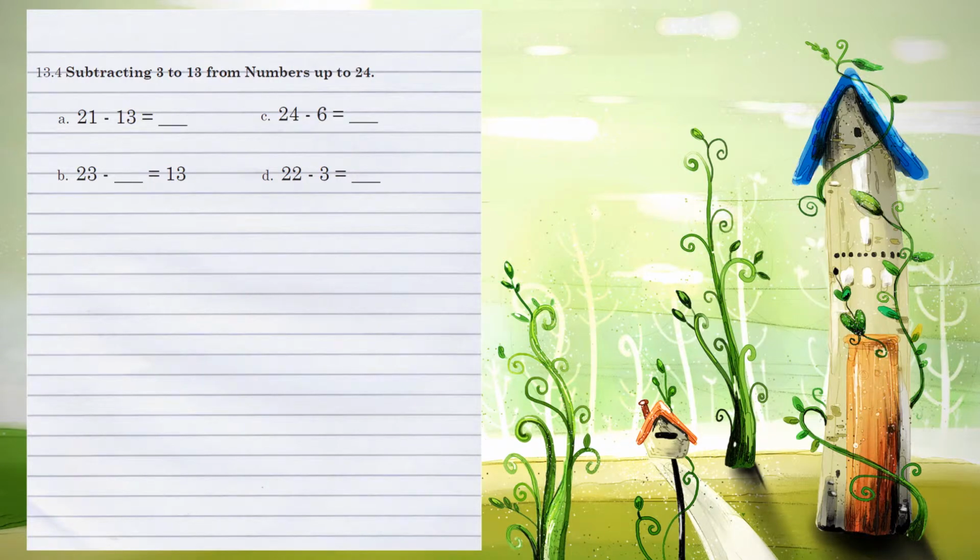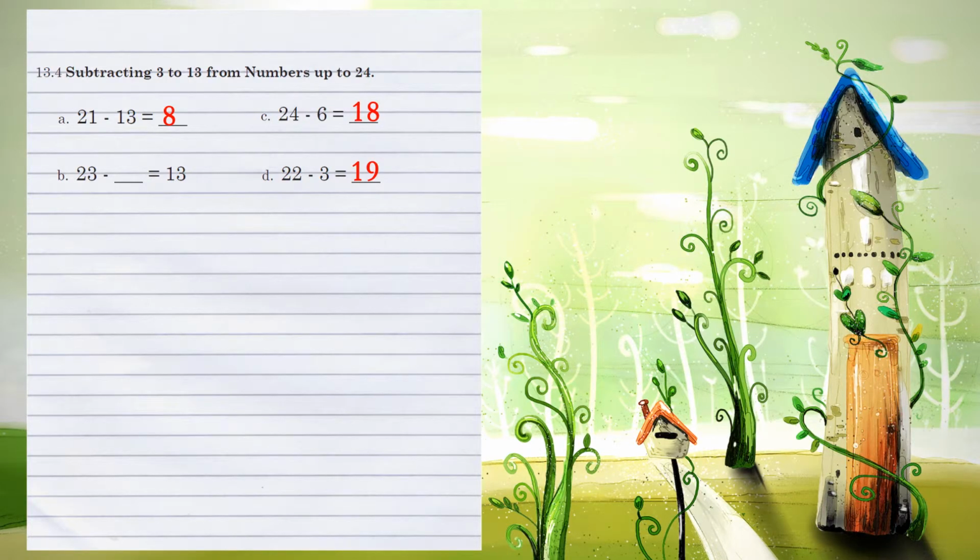Unit 13.4, subtracting 3 to 13 from numbers up to 24. Look at example A, 21 minus 13. Again, if we look at our ones position, we can't take 3 from 1. So here's a situation where we have to borrow. We take the 2, make it a 1, take that 10 and add it to the ones column. 11 minus 3 is 8. 1 minus 1 is 0. So our answer is 8.